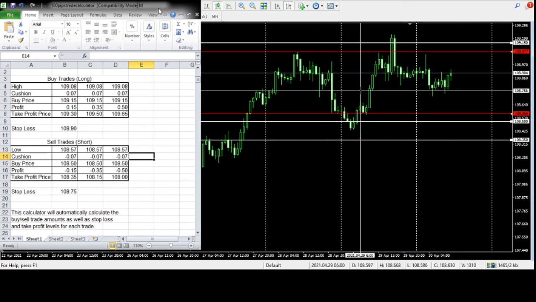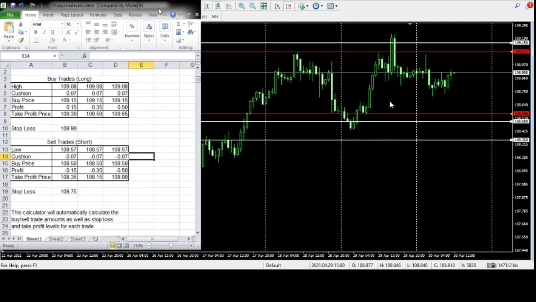108.75. Where is it? This is it. So the market will hit stop loss on the 29th. That means the 29th was not even favorable. It cannot be favorable every day. That is just the truth.